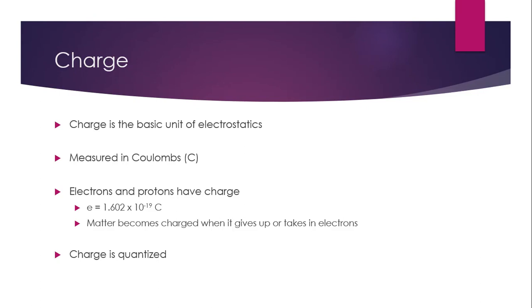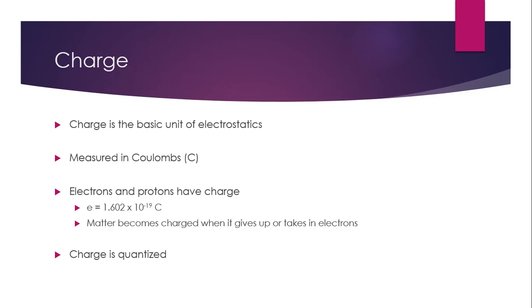Matter becomes electrically charged when it either gives up or takes in electrons. So the transfer of electrons in matter can take something that was neutral originally and turn it into either a negative charge or a positive charge, depending on whether you've gained electrons or lost electrons in that matter.